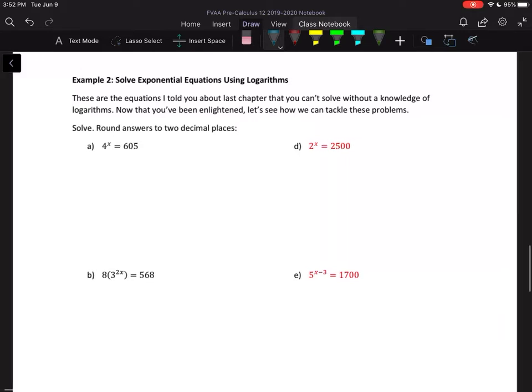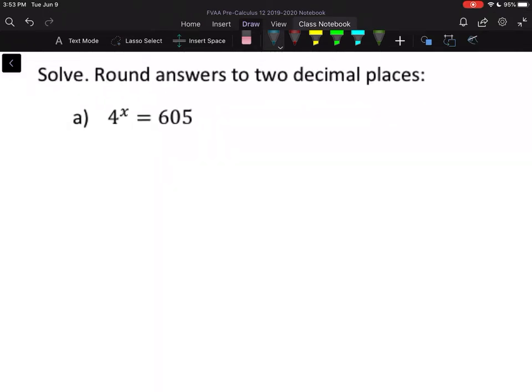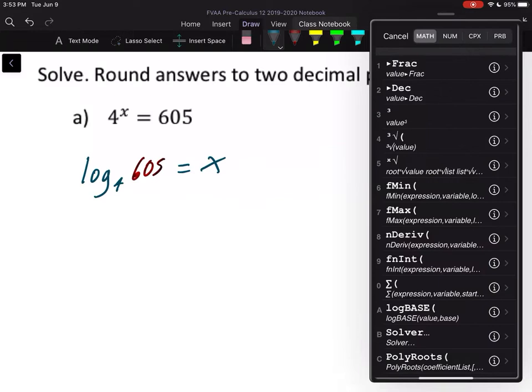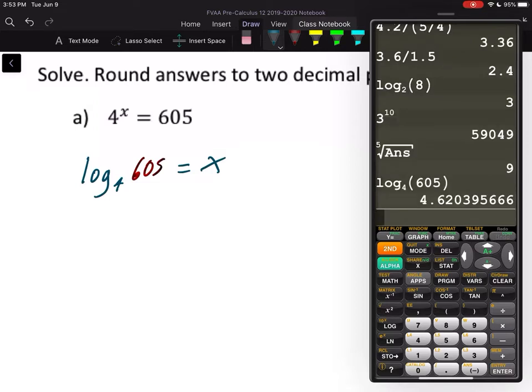This first problem is very easy. This is what logarithms are meant to answer, right? Because here I know that I can change this to log base 4 of 605 is equal to x, right? And then all that's left is putting this into my calculator and getting my answer, right? So log base 4, and then 605, and I get my answer of x is equal to 4.62. Right? That's pretty straightforward.